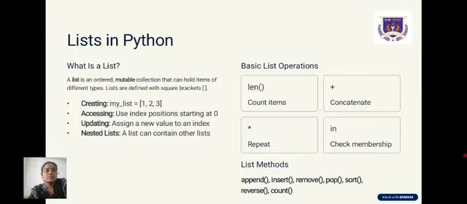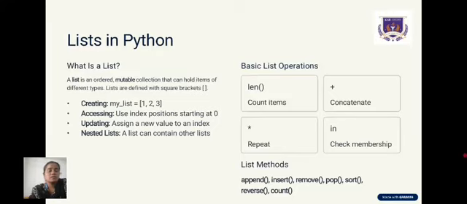Next one is lists in Python. First of all, we will see what is meant by a list. A list is an ordered mutable collection that can hold items of different types. There are 4 categories. First one is creating, accessing and updating. Fourth one is nested list.